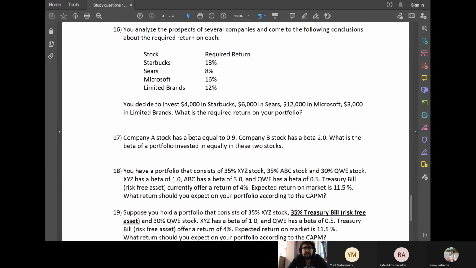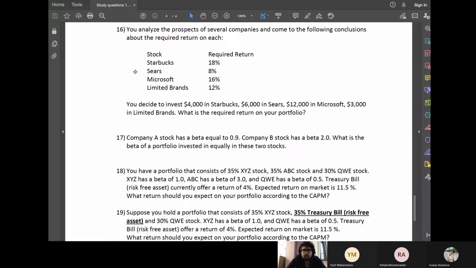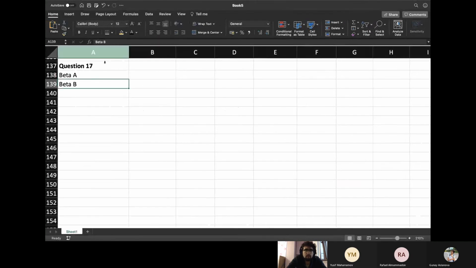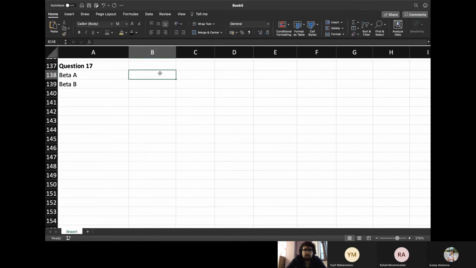Company A stock has a beta equal to 0.9. Company B stock has a beta of 2. What's the beta of a portfolio invested equally in the two stocks? Very easy question. Beta A is 0.9 and beta B is 2.